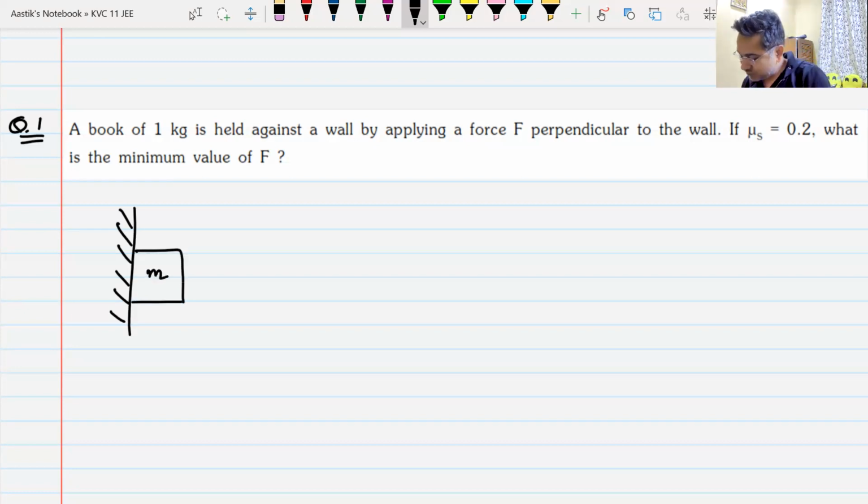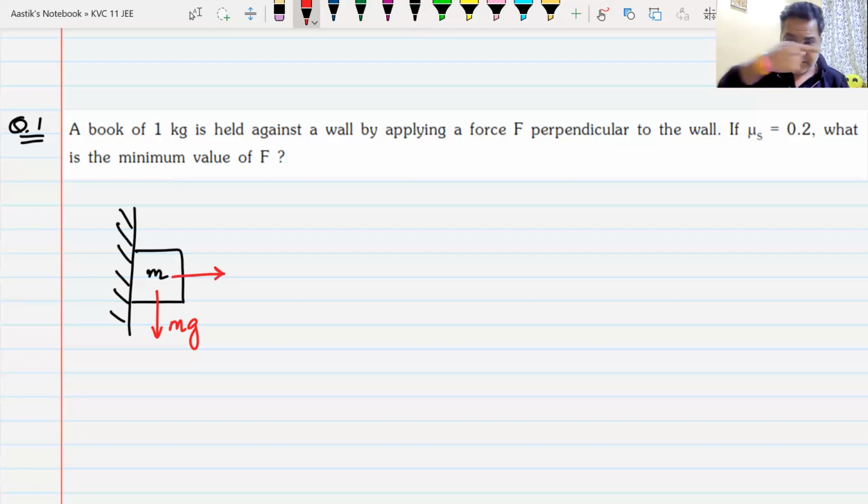The book has a mass m. We draw something known as a free body diagram, if you remember. So this is the free body diagram. The weight mg is trying to pull it down. There is a wall, so there is a normal reaction coming from the wall. But I'm also putting a force on this wall so that I can hold it. This is the force that I'm putting on the wall.